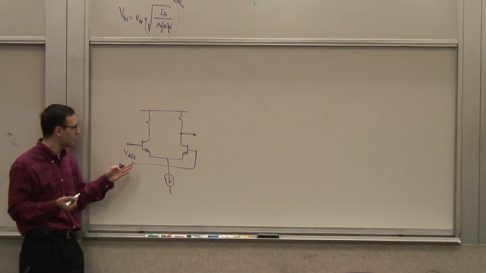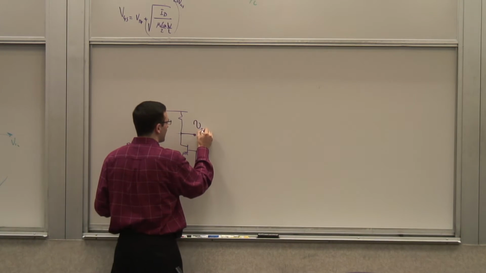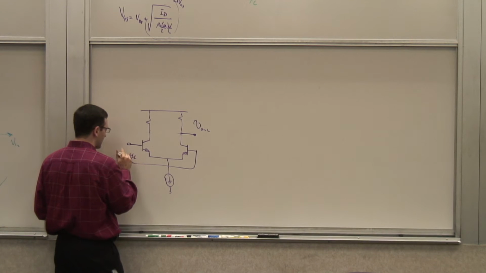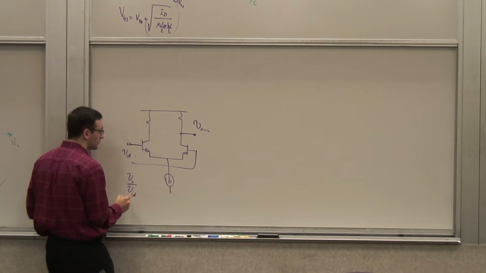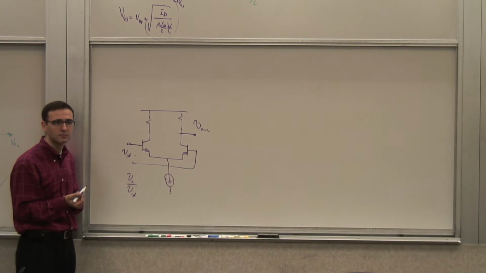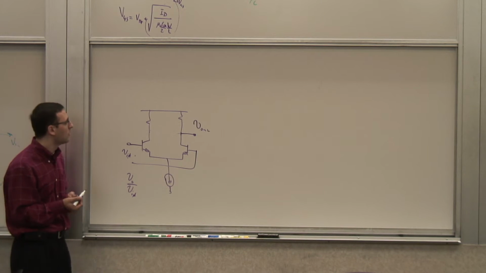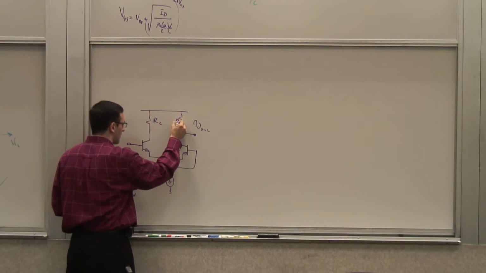So what is the gain? Actually, what if I define V out over the differential V in, VID? What is the gain in this stage, for instance? VO over VID. What would the gain be? Yeah, 1/2 GM RC.